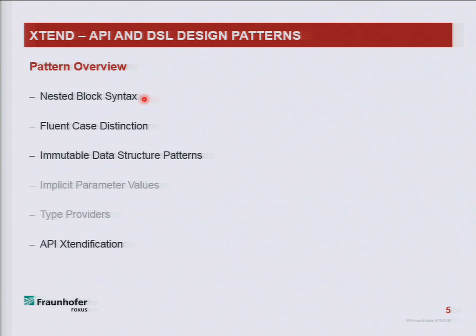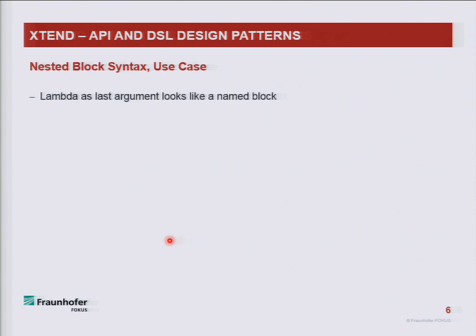So: nested block syntax, fluent case distinction, patterns for immutable data structures. Then, interestingly, you can do something like implicit parameter values that you know from Scala, maybe. With some magic you can do that, but it's also hard to understand, so I didn't include it. Type providers is basically just a special case of active annotations, and API extendification, so enriching APIs using Xtend. Okay, first nested block syntax.